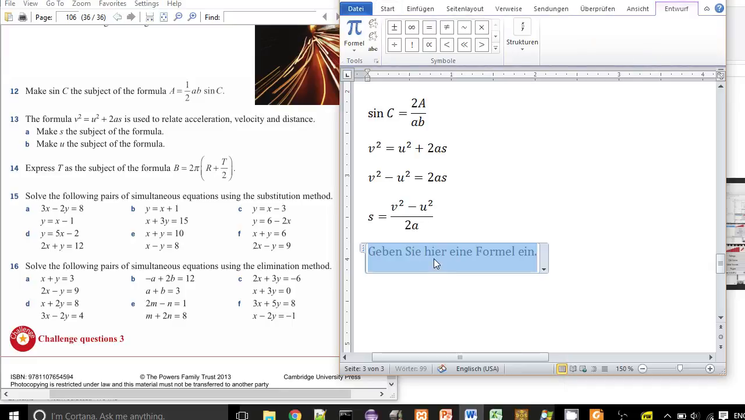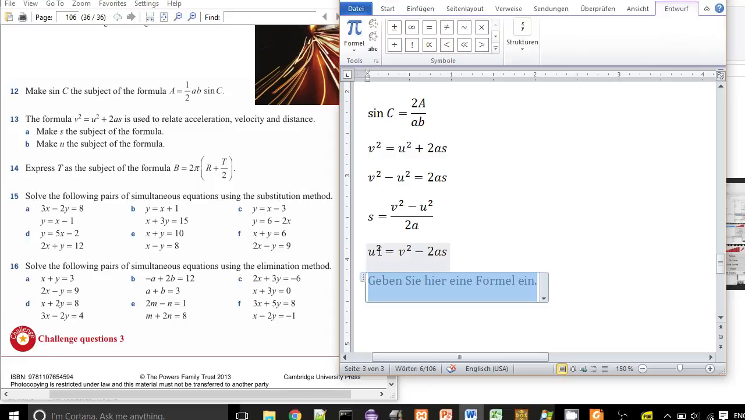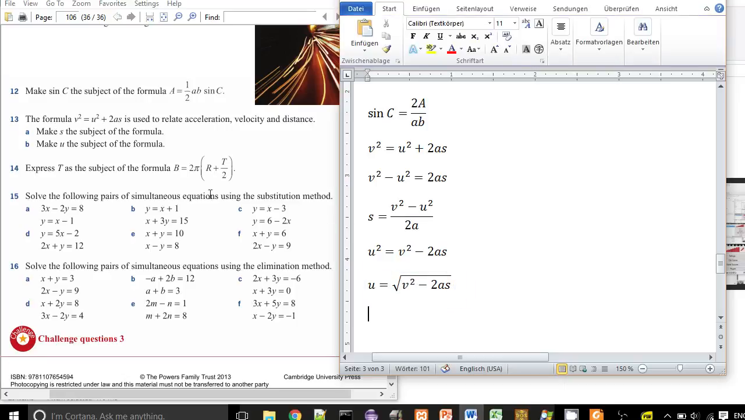Okay? Alright, next one, we're going to get U by itself. So this time I want to minus the 2AS. So, in fact, I'll just make it U squared equals V squared minus 2AS. The only thing left is to get rid of this 2, so I need to do the square root. So U equals the square root of V squared minus 2AS. Hooray! Okay, next one.